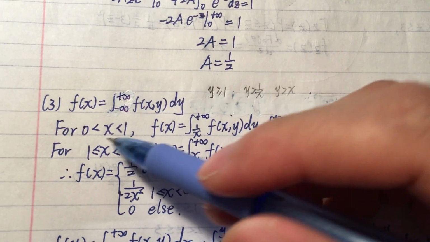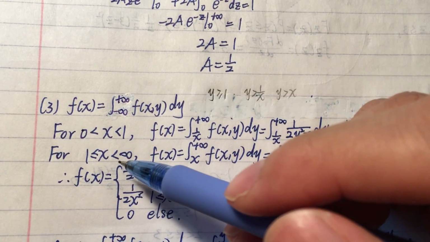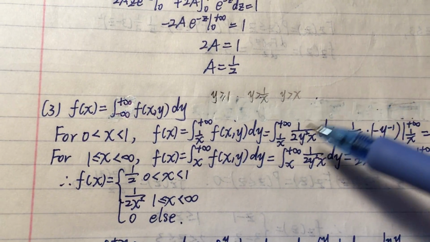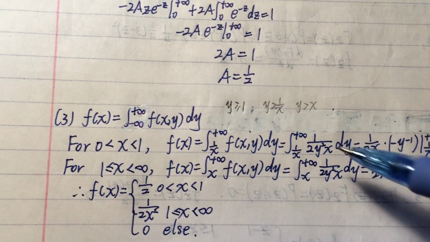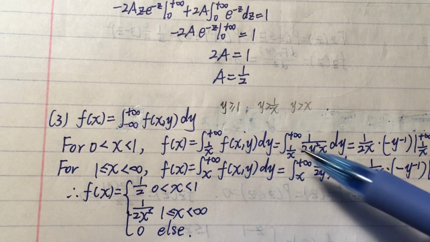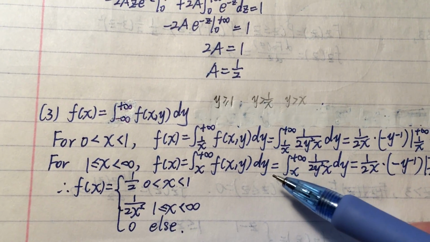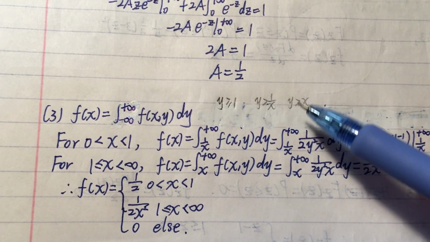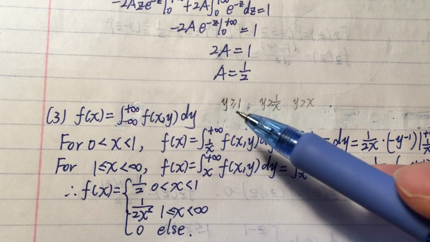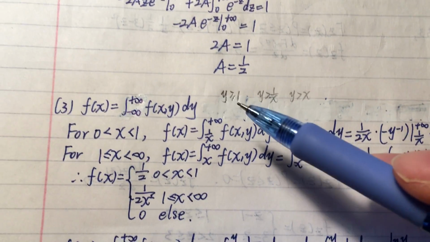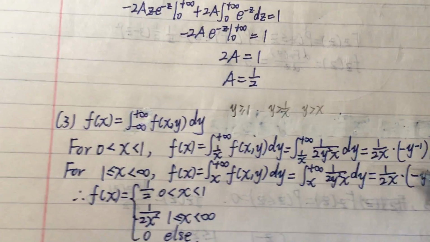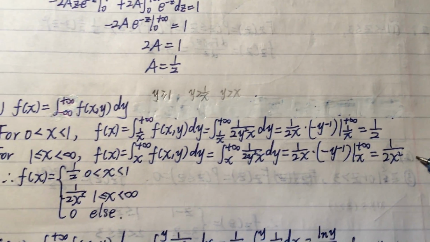And for x larger than 1, smaller than unlimited, we can get the integral of this. We choose the y that is larger than x, because y must be larger than or equal to 1, and x is larger than or equal to 1. So we can get this result.